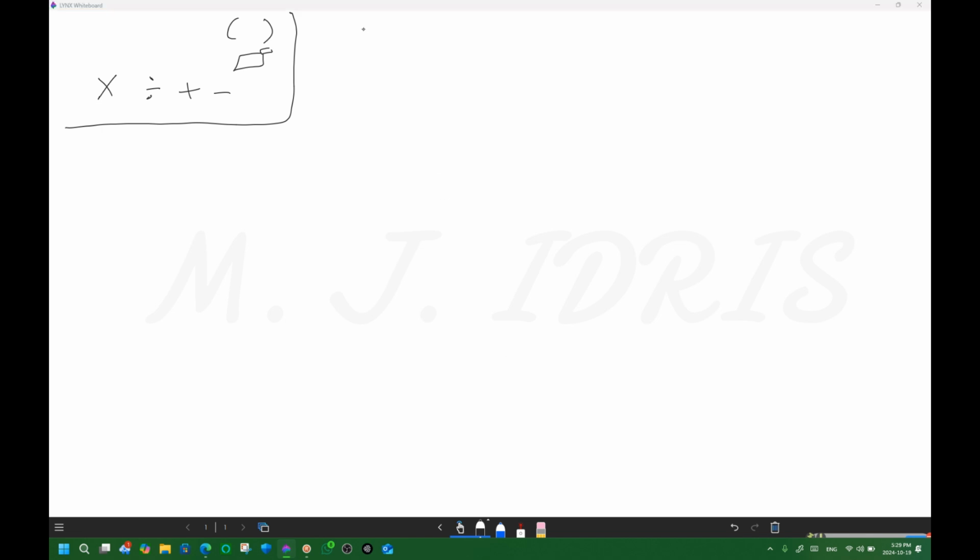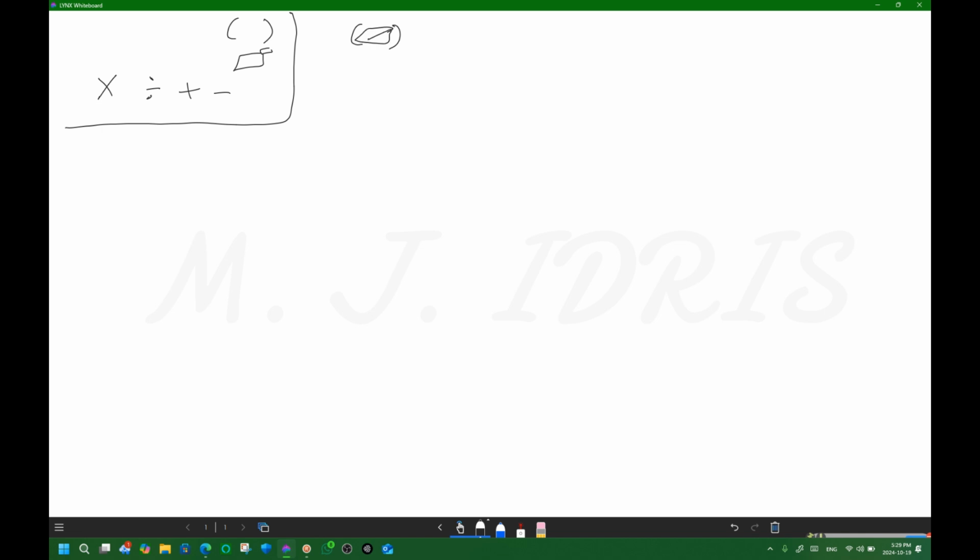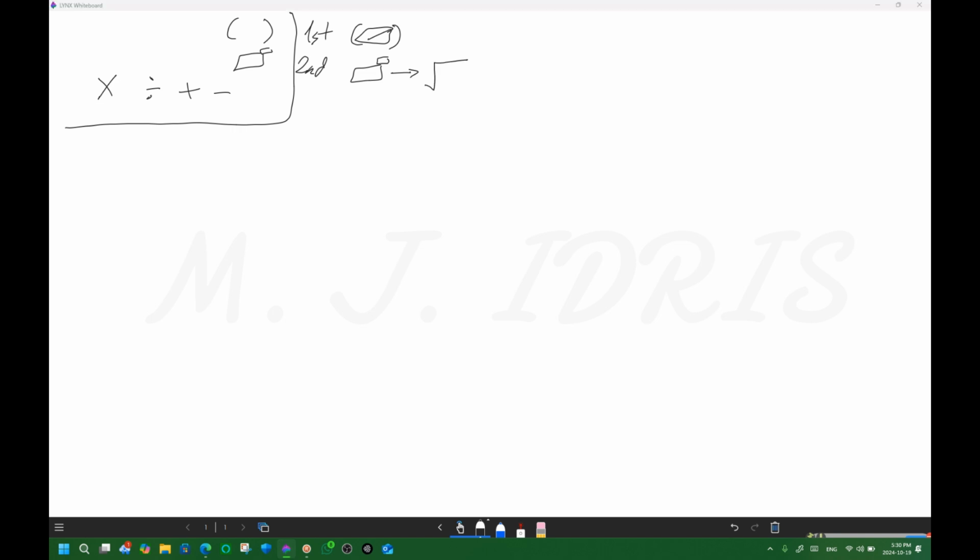The highest priority is the brackets. Anything that has brackets, I need to solve inside the brackets first. Secondly, I'm going to solve anything that has powers. By the way, even square roots are powers.